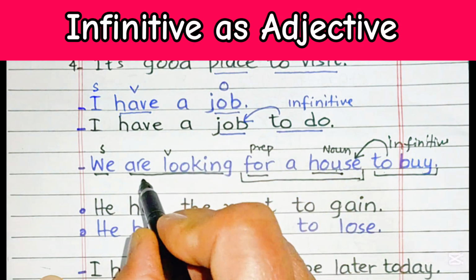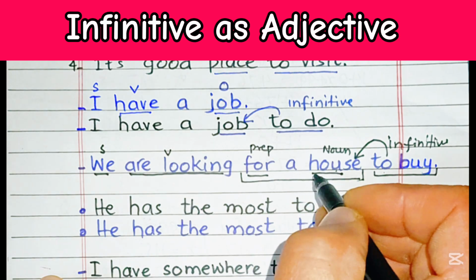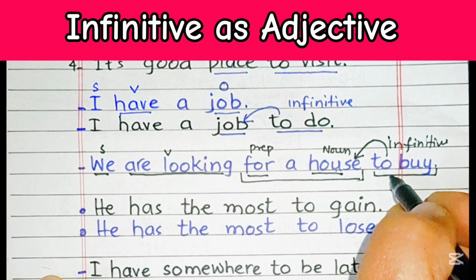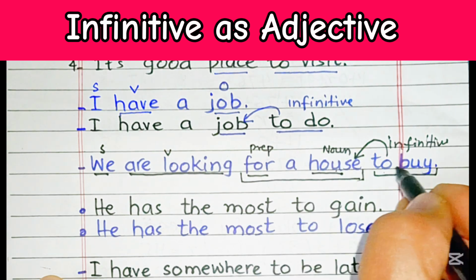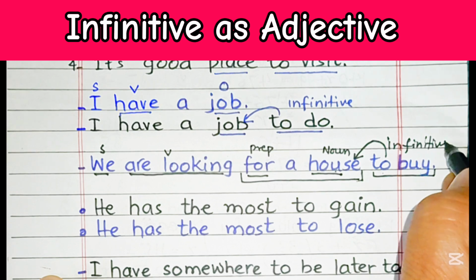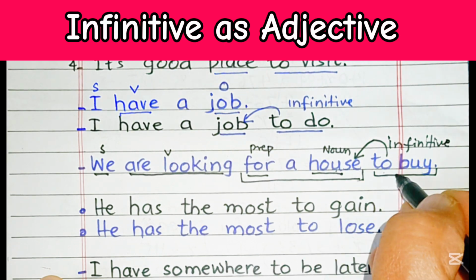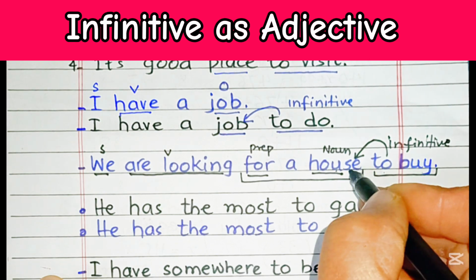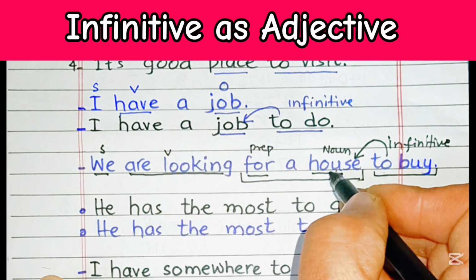We are looking for a house to buy. We don't have to use the infinitive at the end of a sentence all the time. We may use it in between. So in this sentence, to buy is being used as an infinitive at the end of a sentence, but it describes a noun, so it is the use of an infinitive as an adjective, as it describes a noun, that is house over here.